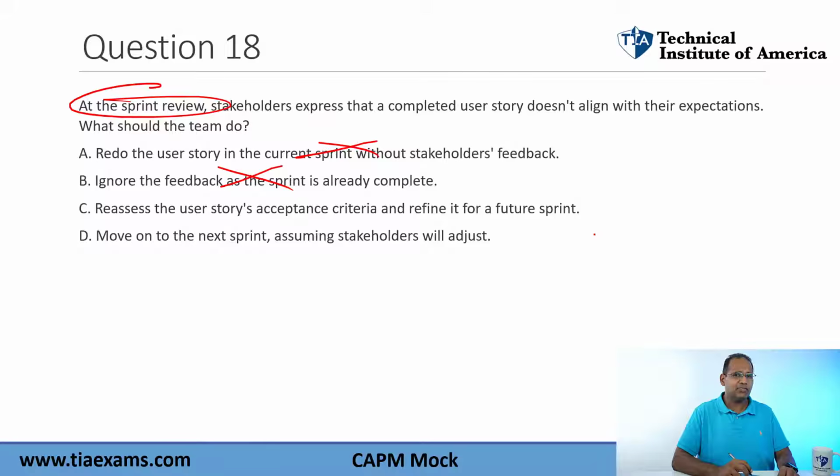This would be the best answer here because what you're doing is you're basically looking to see what went wrong, and you can then reassess what we did right, what we did wrong, and then what happens is anything that wasn't done in the sprint correctly is added back to the product backlog and then reprioritized to get done in a future sprint. Move on to the next sprint, assuming stakeholders will adjust.